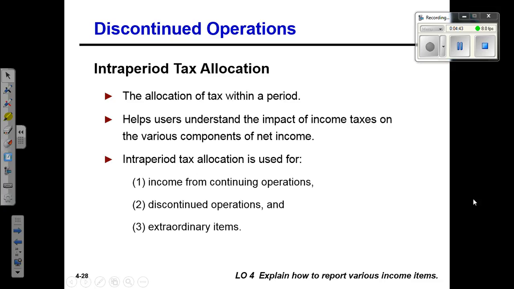All right, intra-period tax allocation versus inter. What does intra mean? Inside. What does inter mean?